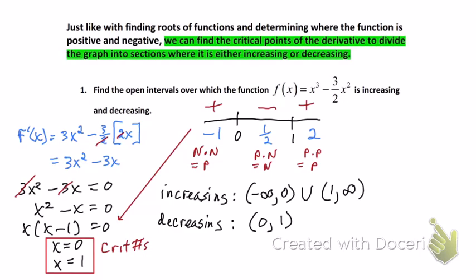Think about the point 1, where x is 1. The slopes are negative on the left-hand side, positive on the right-hand side of it. What does that make one? A minimum. A minimum.